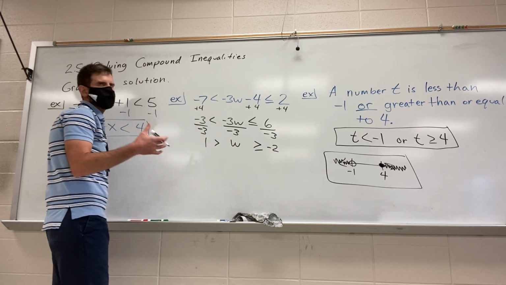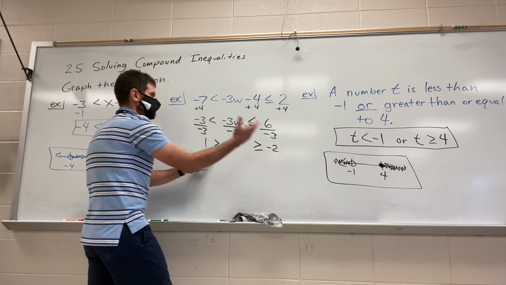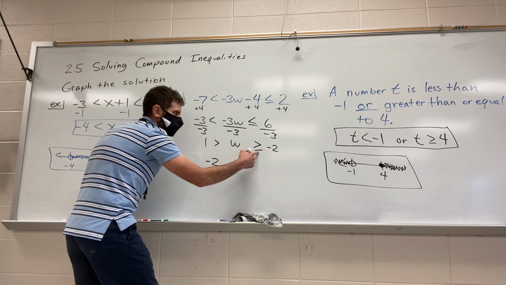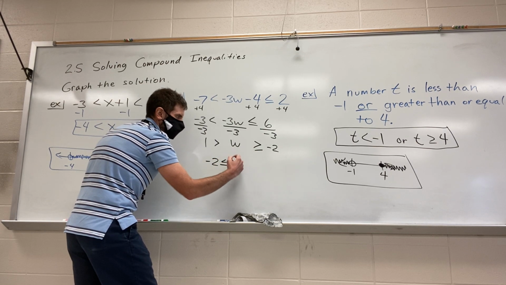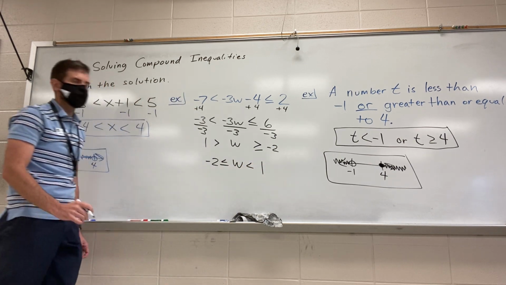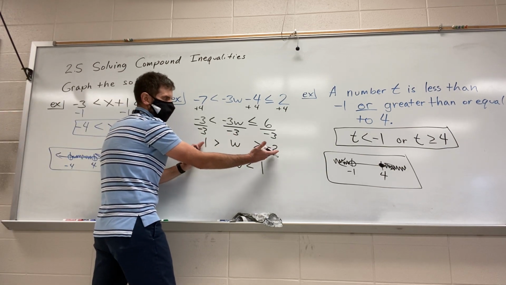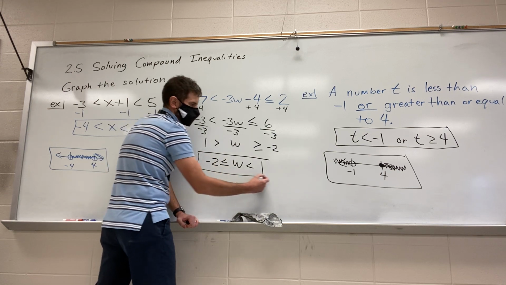Yeah. So guess what I really want you to do? Flip this all around. So write it as -2, and then it'll be less than or equal to, because we flip it around, and then less than 1. So take your time when you flip it around. But you guys see how if I took this and just flip it around, I strongly encourage you to do it.